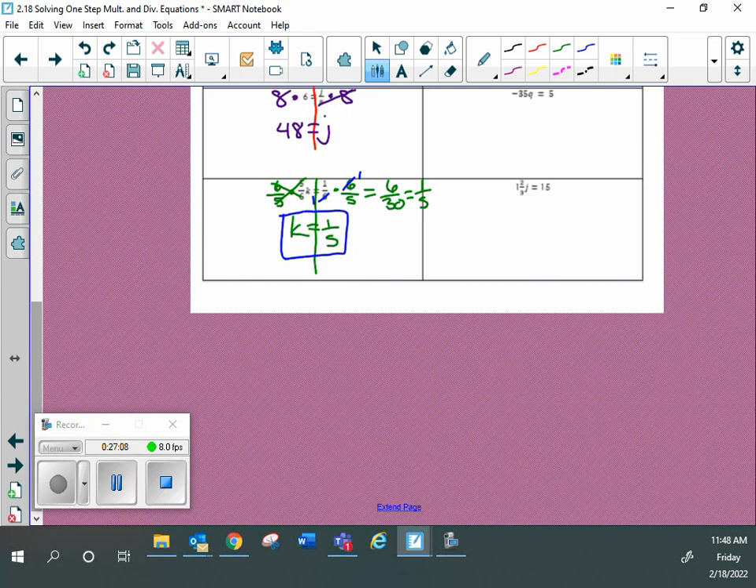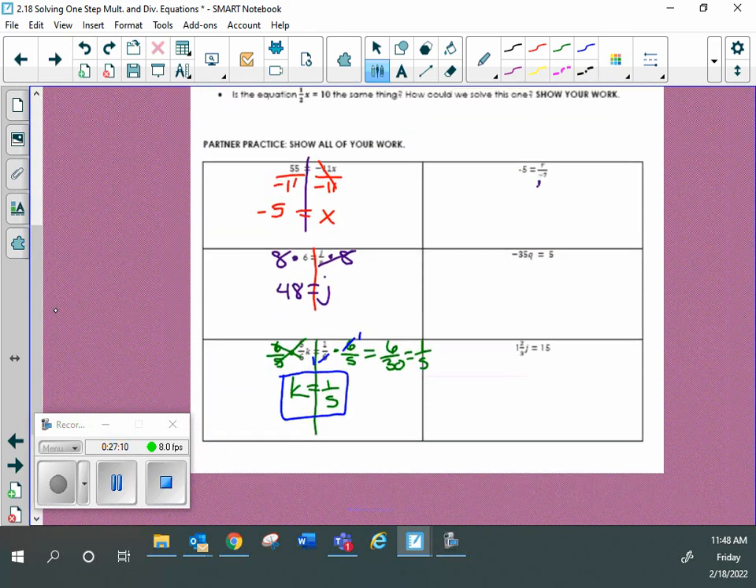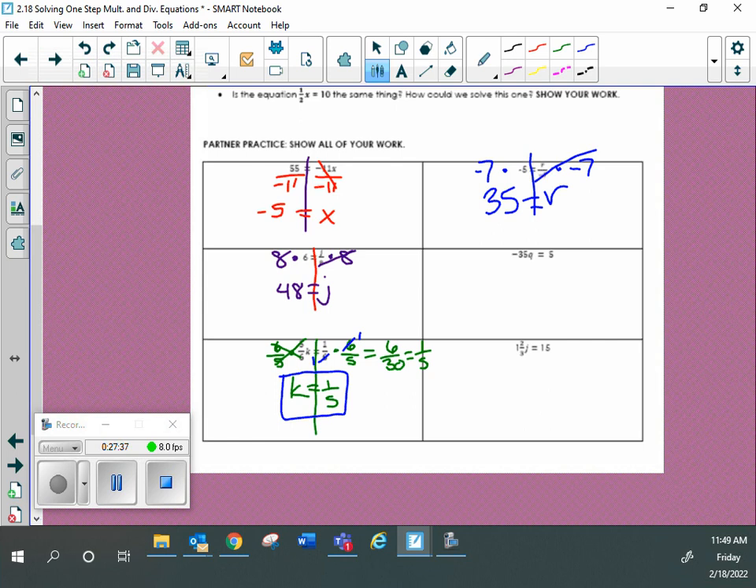Okay, other side. What is happening to R? It is getting divided. So we undo with multiplication, times both sides by -7. That cancels out. R is equal to 35 because both of them are the same. Signs are the same, positive wins. Okay, if you're staying quiet, hopefully you're getting this and listening and catching on.